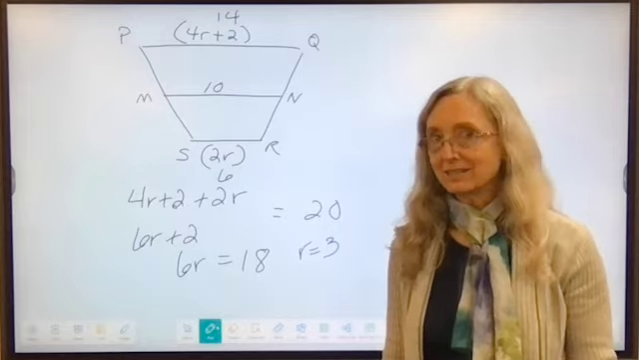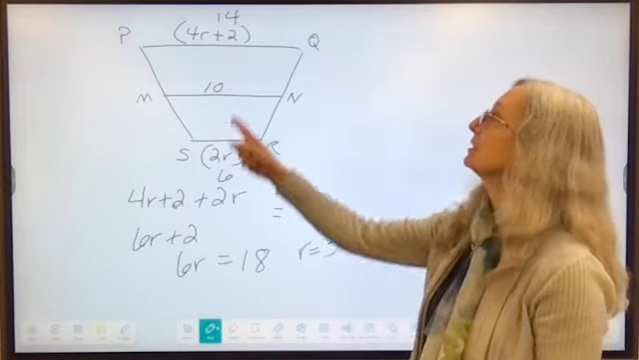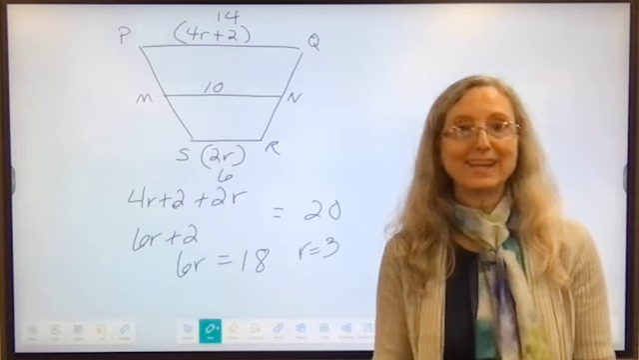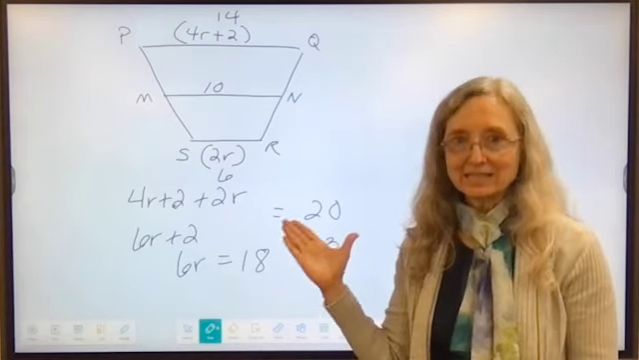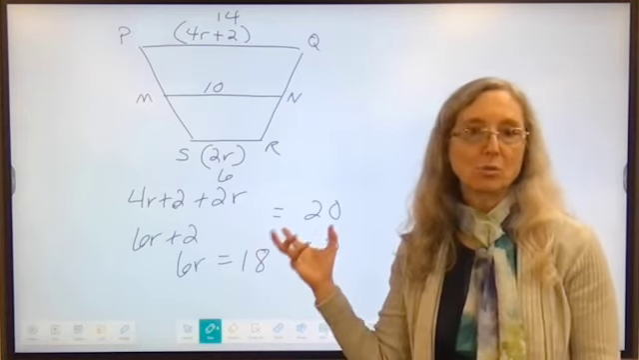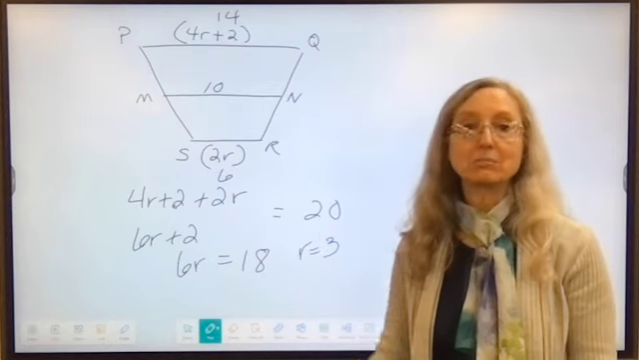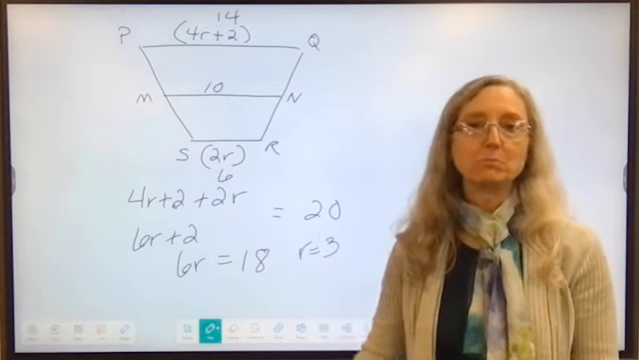This is how you check: is 10 the average between 6 and 14? And it is. That's how you would use the properties of a mid-segment of a trapezoid to solve a problem like this.